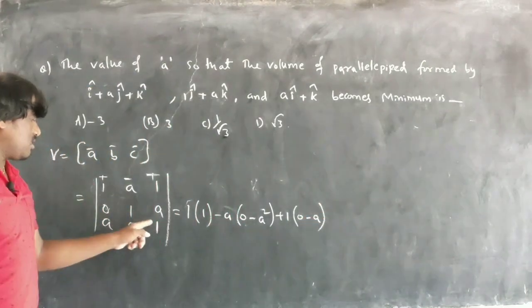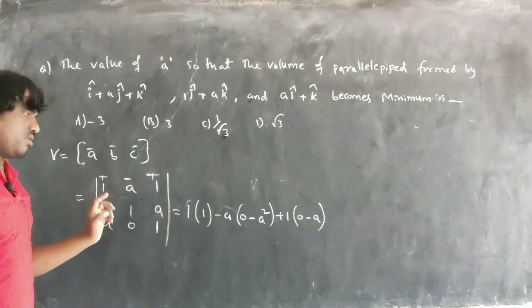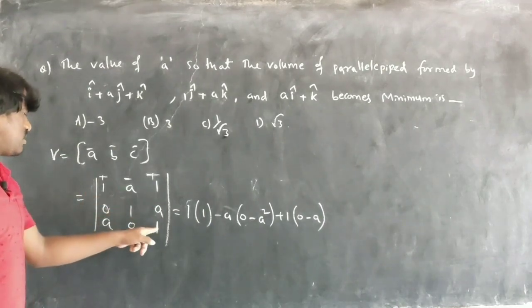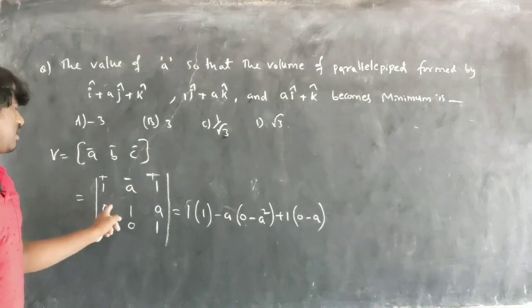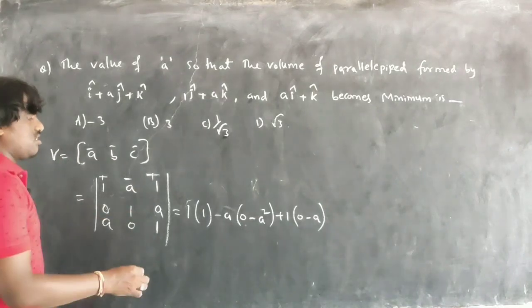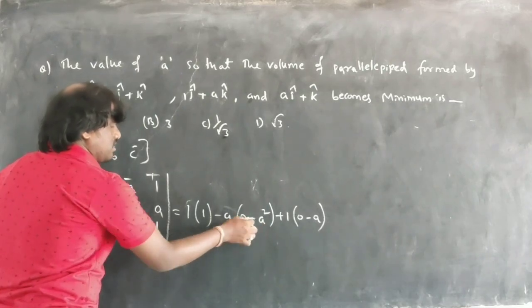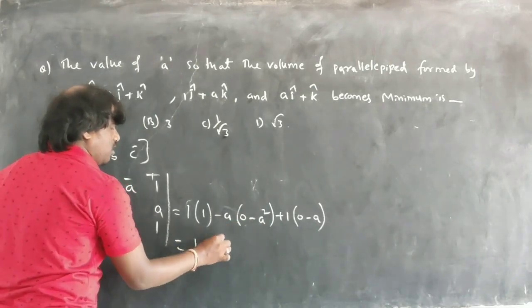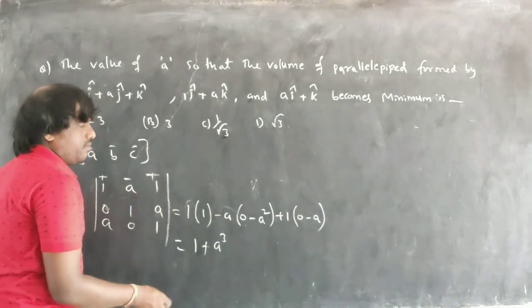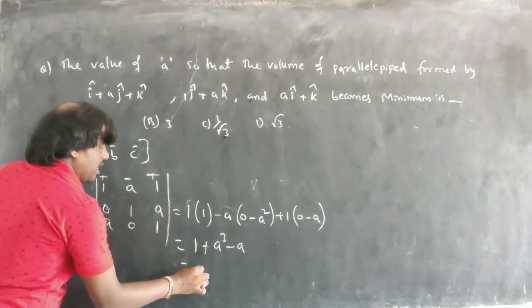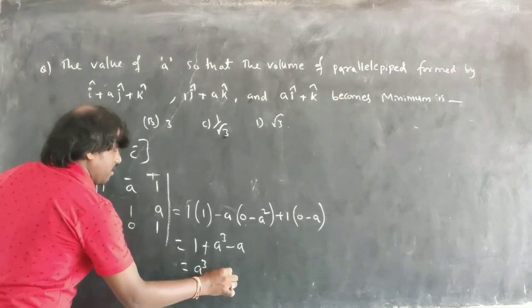Nothing more here. 1 times 1 is 1 minus 0, so 0 is 0 only. A into here, 0 times 1 is 0, minus A square, and here 0 into 0 is 0, minus A. So this value I am getting here: 1 minus, minus into minus plus A cube. 1 plus A cube minus A. So finally I got this value: A cube minus A plus 1.